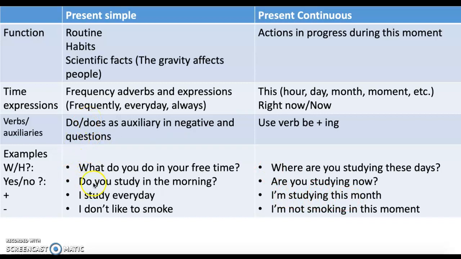Let's check some other examples. Here we have I study every day. As you can see, we refer to a habit or a routine. On the contrary, we identify present continuous because of the time expressions. These days, right now, this month, in this moment.